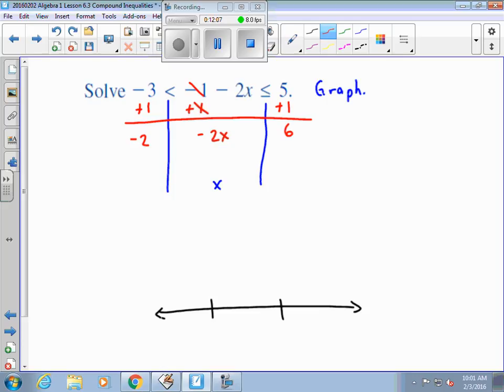Do you reverse the symbols or not? No, all we did was add 1. Leave the symbols alone. Less than stays. Less than or equal to stays.